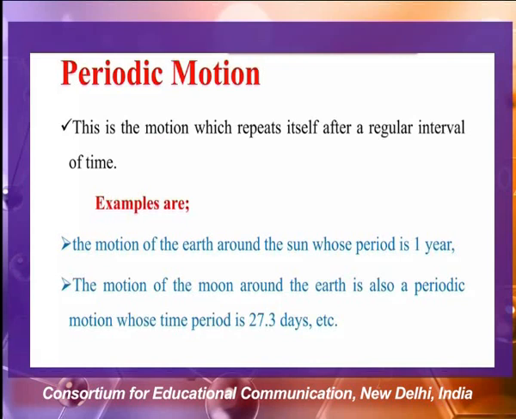There are some examples which show periodic motion, like the motion of the earth around the sun, whose period is 1 year. And another example is the motion of the moon around the earth, which is also a periodic motion whose time period is 27.3 days.